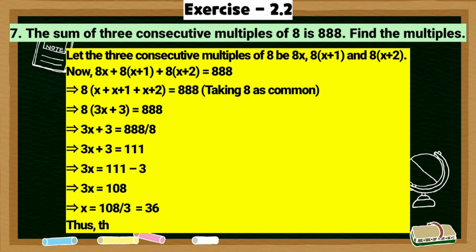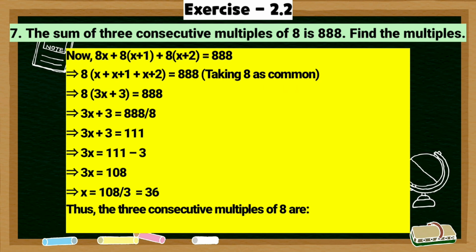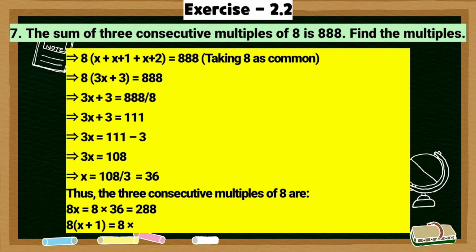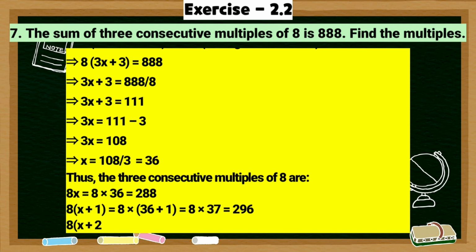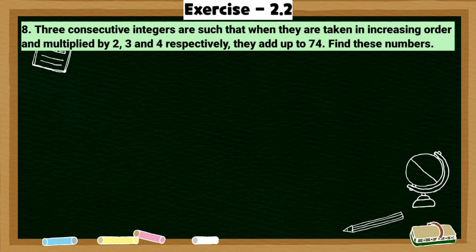Now the consecutive multiples of 8 are: first one will be 8x, that is equal to 8 into 36, that is equal to 288. Second is 8 bracket x plus 1. On solving it will be 296. And the third, 8 bracket x plus 2, on solving you will get the answer 304. Thus consecutive multiples of 8 are 288, 296 and 304.